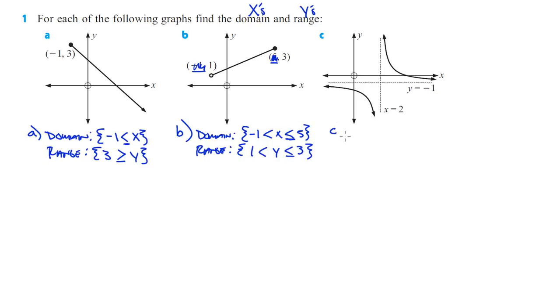Okay, C. Domain on this one here is, again, now we're just looking at x's, so this gets a little weird, but you've got this function here goes forever and ever to the left. It's got the arrow. That means it goes forever that way. Okay, so it's going to -infinity.